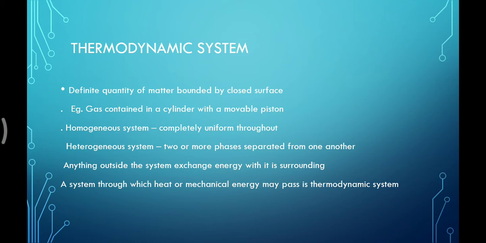And the surrounding is nothing but that which can exchange energy with the system. A system through which heat or mechanical energy passes is a thermodynamic system, which transfers the heat or mechanical energy. And the surrounding is anything outside the system which can exchange energy with it. So this is said as the surrounding.